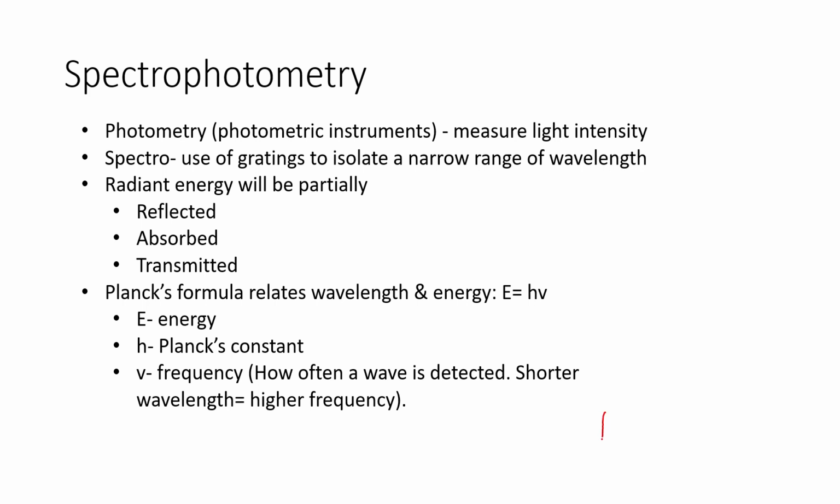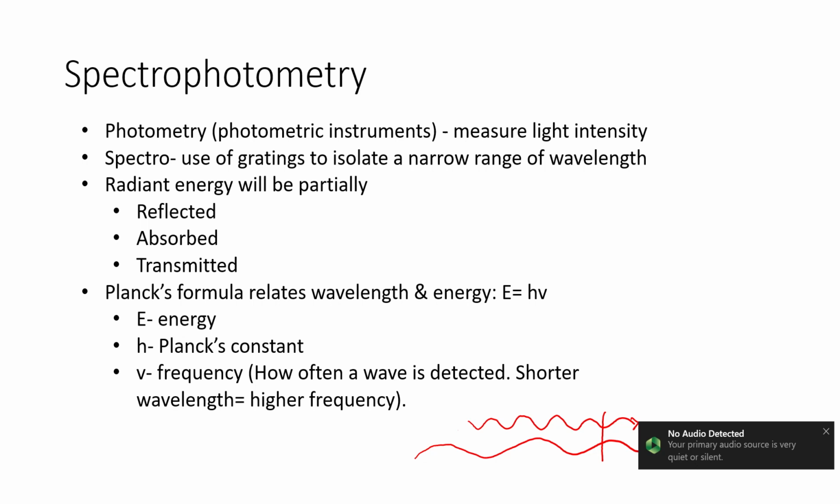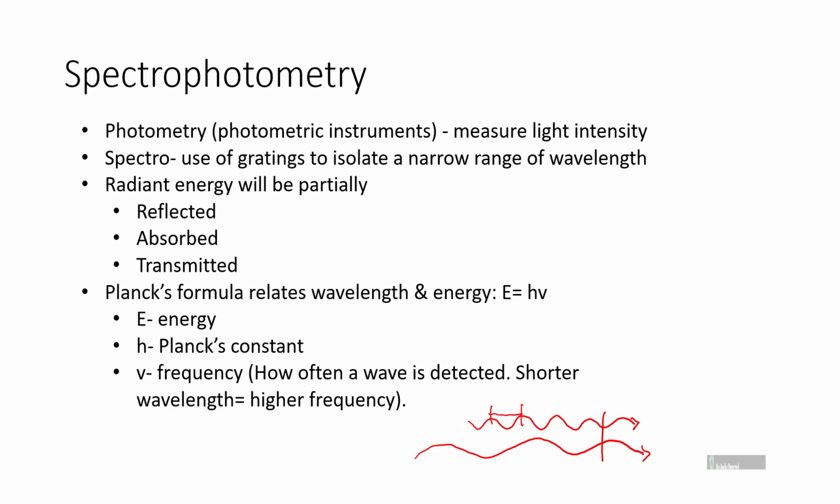So if we have a detector here, and we have different wavelengths coming through. Here's a wave that's passing through. And then we're going to have a longer wavelength. We have wavelength as measured at the peaks. So this is one wavelength versus this being one wavelength. So shorter wavelengths are going to have a higher frequency as opposed to longer wavelengths. That peak is not going to be detected as frequently.